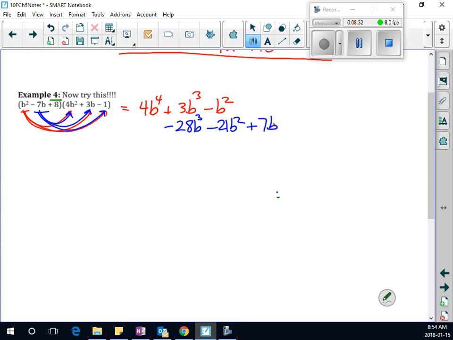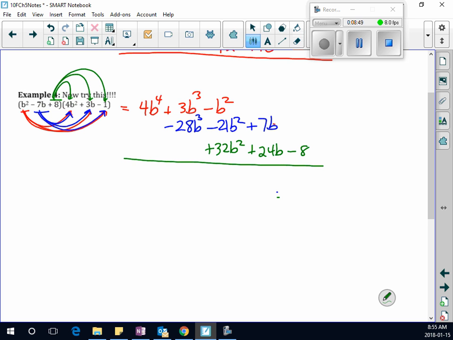I'll show it this way. 8 times 4b squared is plus 32b squared. 8 times 3b is plus 24b. And then 8 times minus 1 is minus 8.